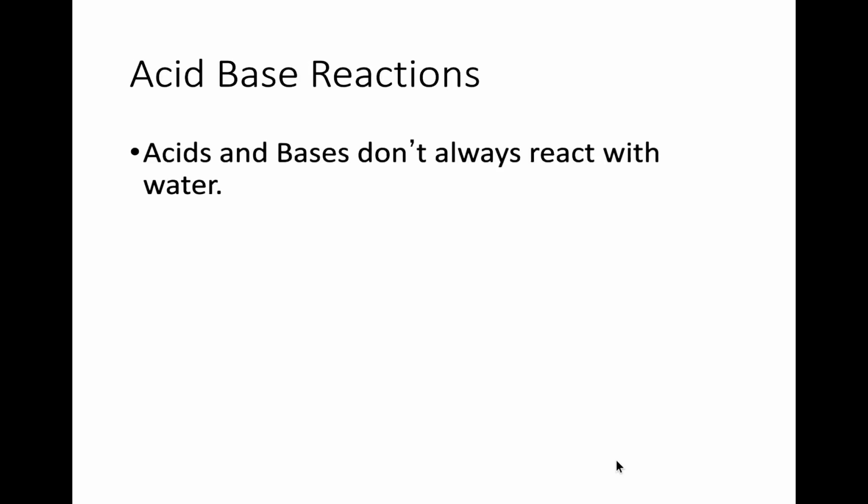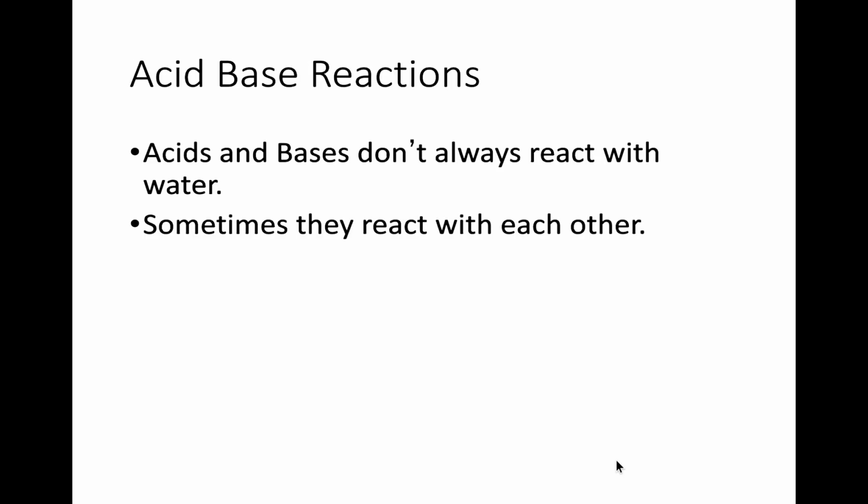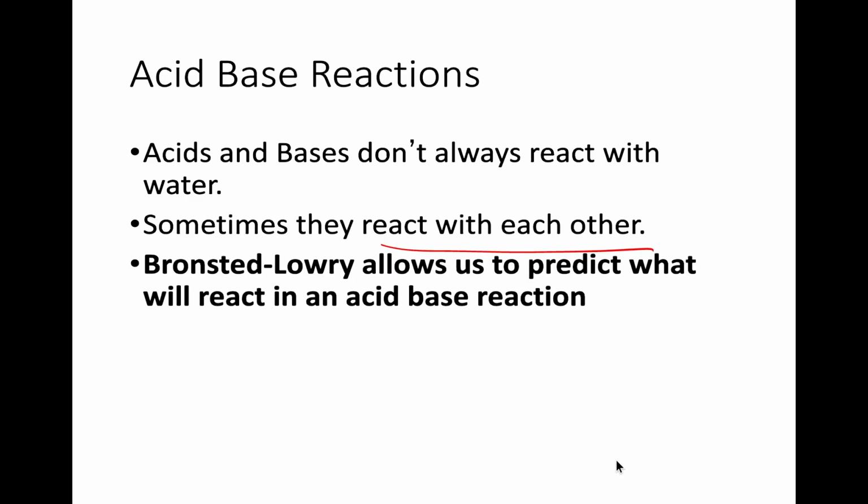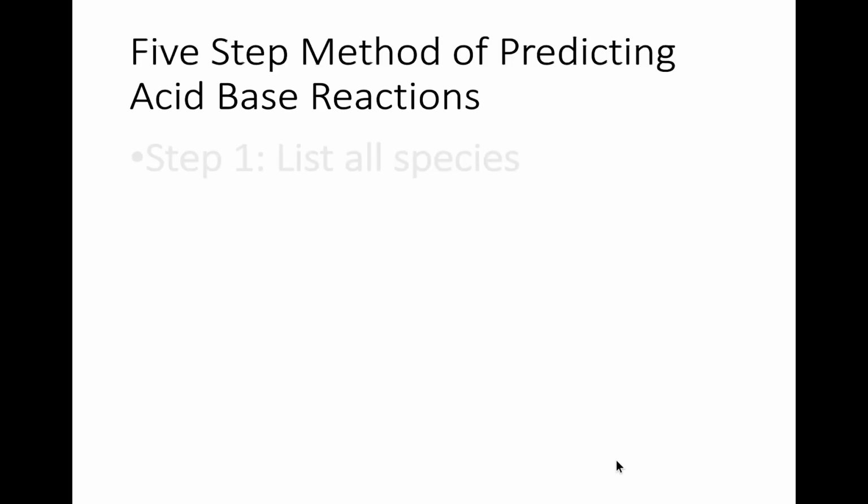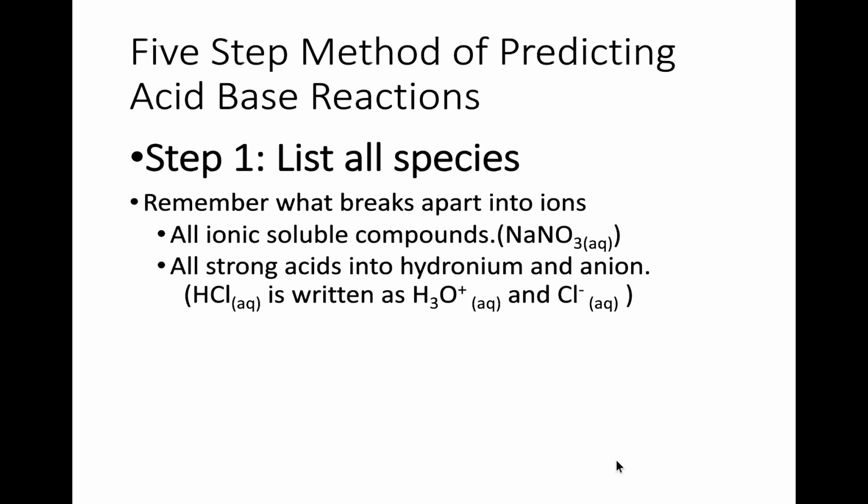So when we're taking a look at those two reactions, they're reacting with water, and up to this point, that's what we have talked about with Arrhenius' theory. But sometimes instead of having water, we can have it react with each other. So when we're figuring out how to react an acid with a base, these are the steps that we're going to follow. So your first step, list everything that is present and break apart what we can.